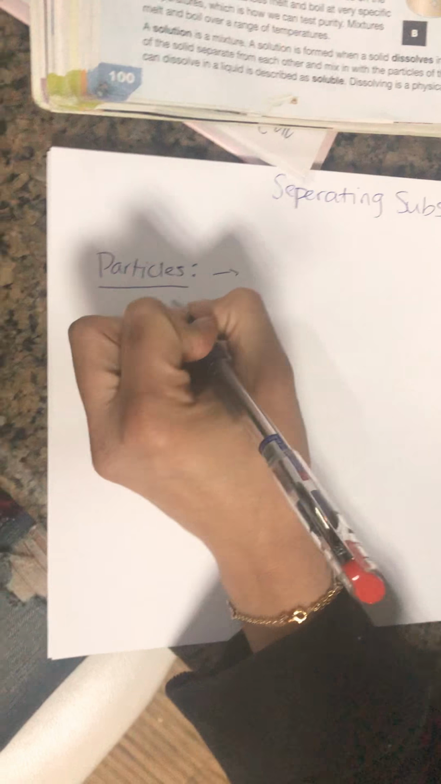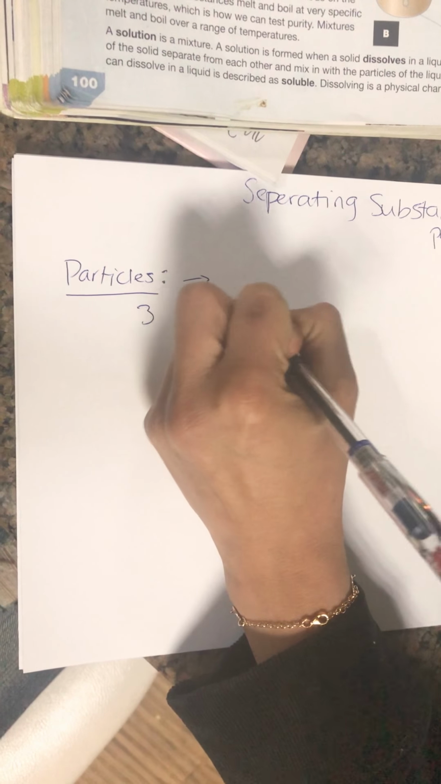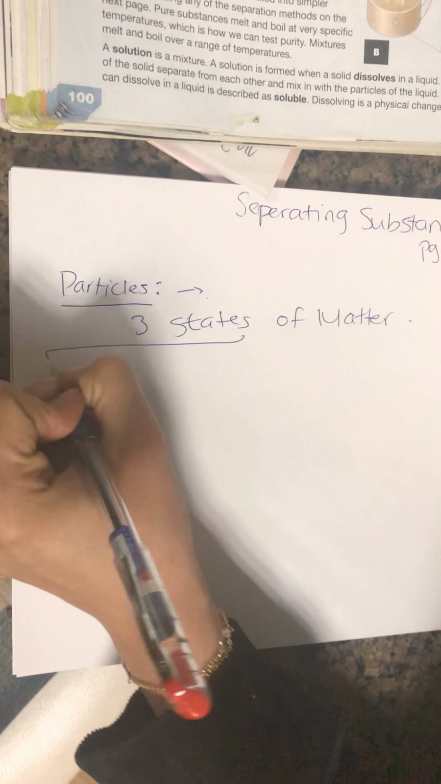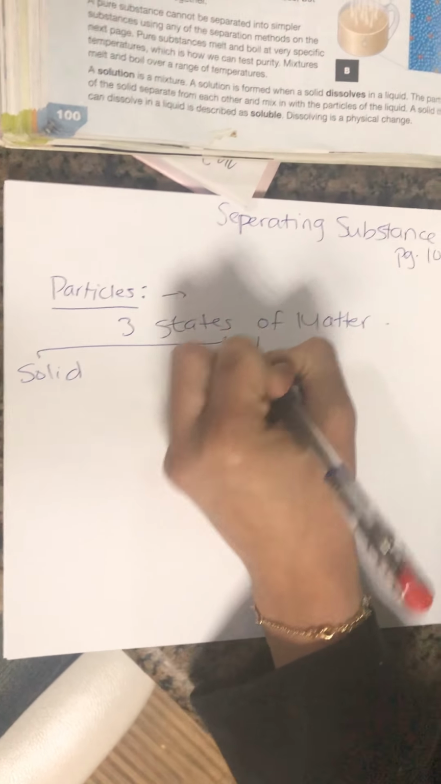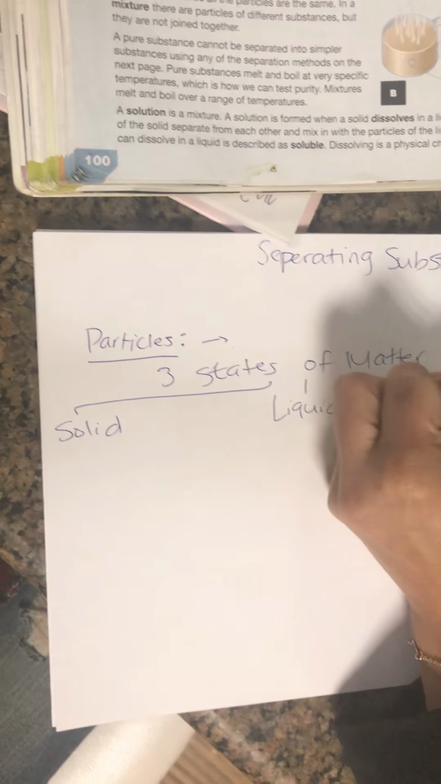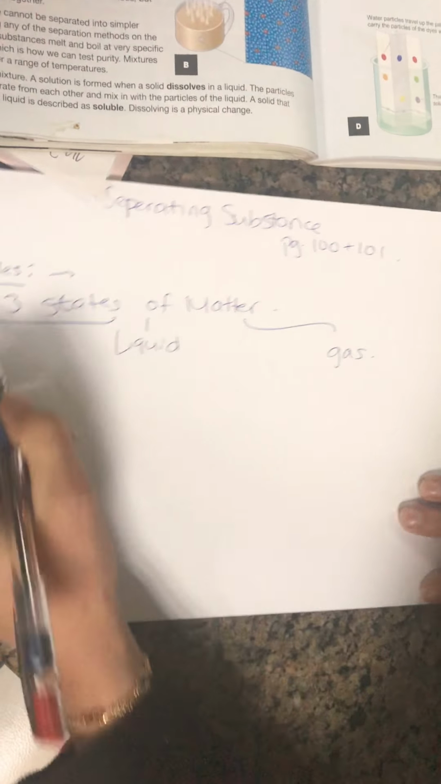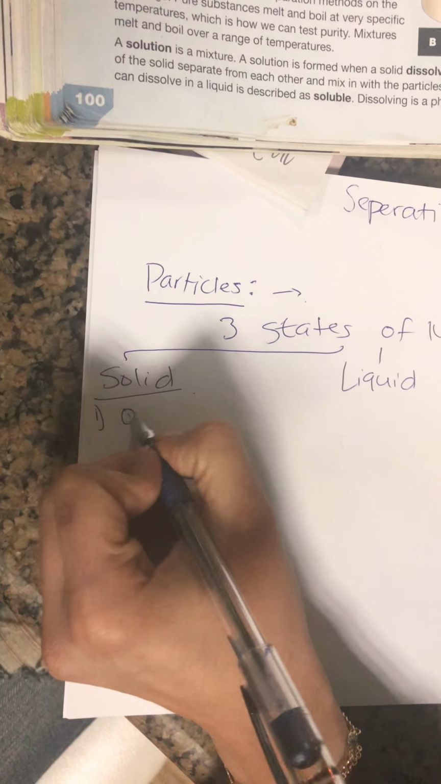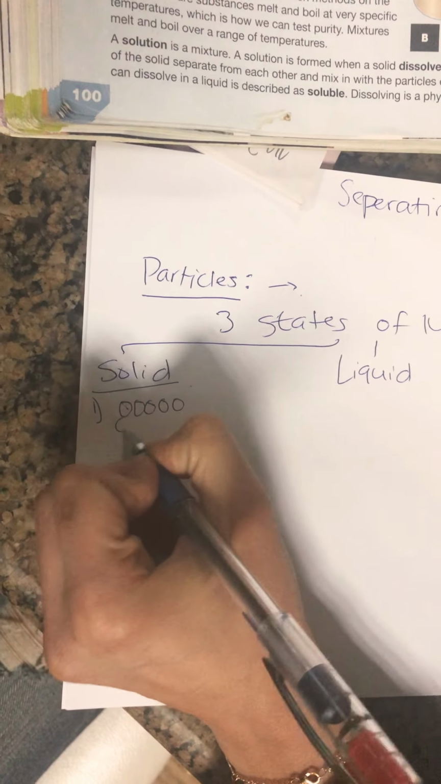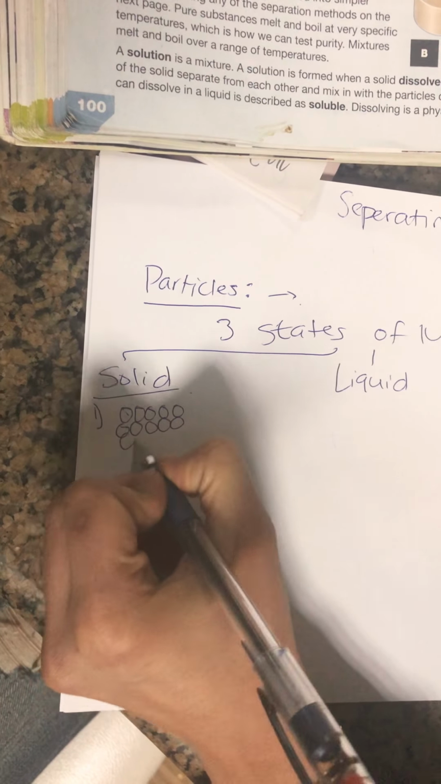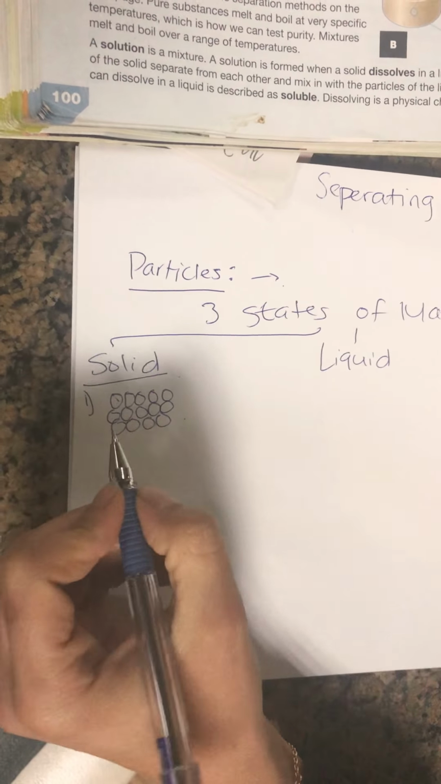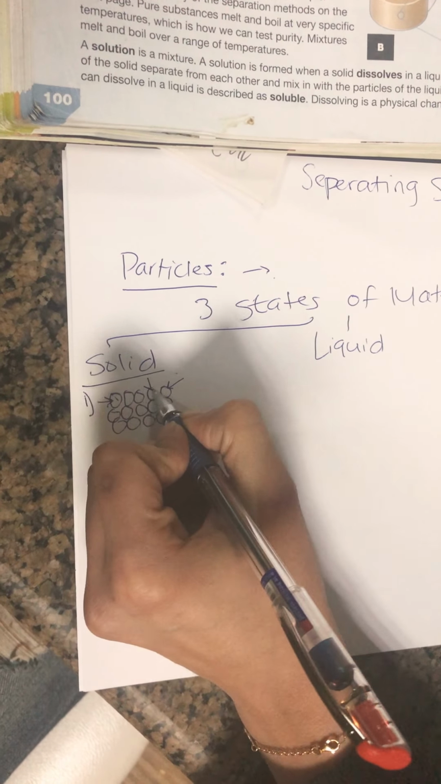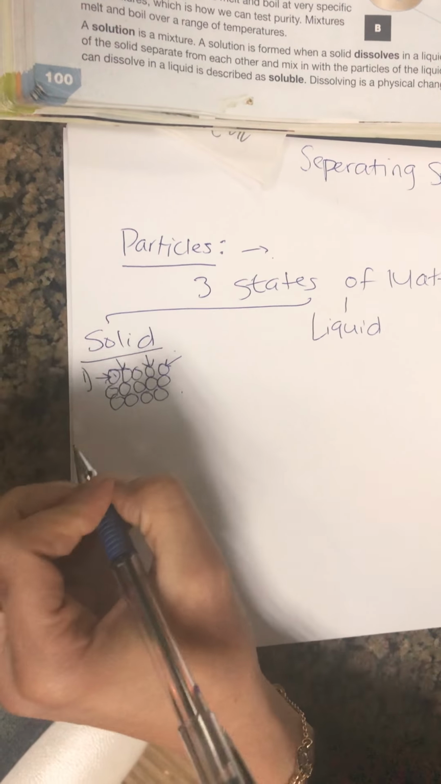For example, we have the three states of matter that we're going to talk about today. The first one is solid, the second one is liquid, and the third one is gas. Let's talk about the particles of a solid. 1. The particles of a solid are very close to each other and they vibrate in their spot. These are the particles that I am talking about, little tiny atoms that form the solid.